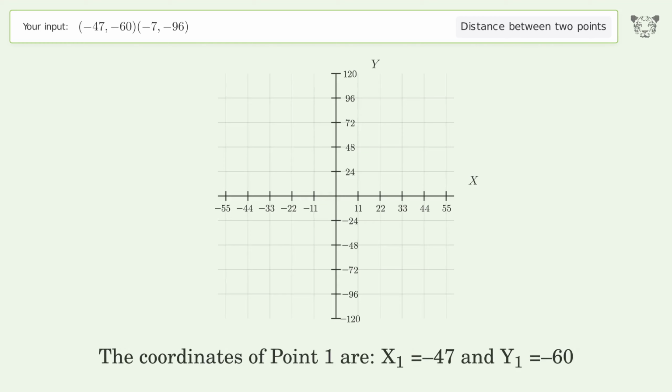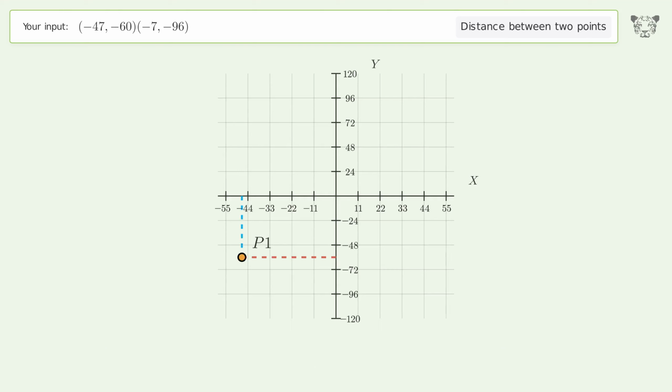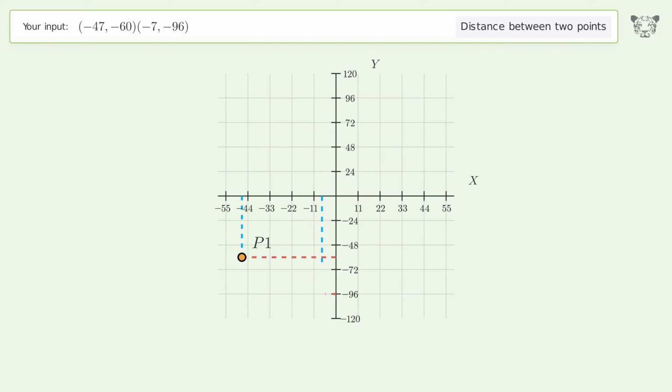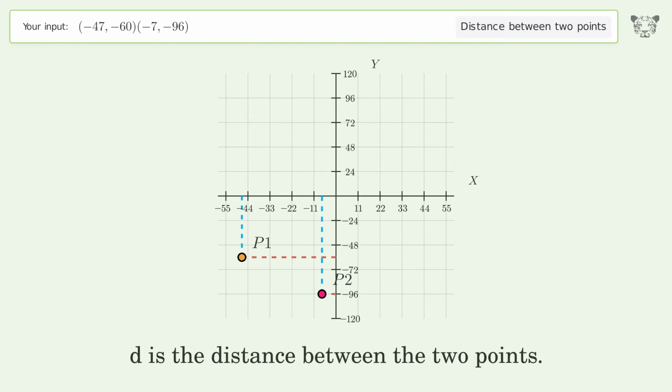The coordinates of point 1 are x1 equals -47 and y1 equals -60. The coordinates of point 2 are x2 equals -7 and y2 equals -96. D is the distance between the 2 points.